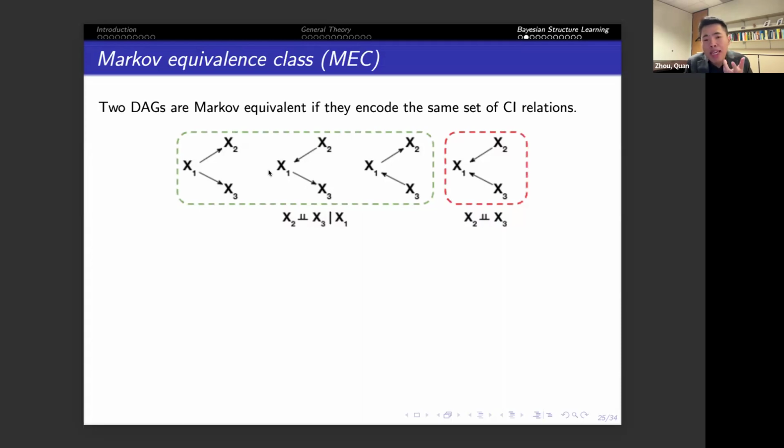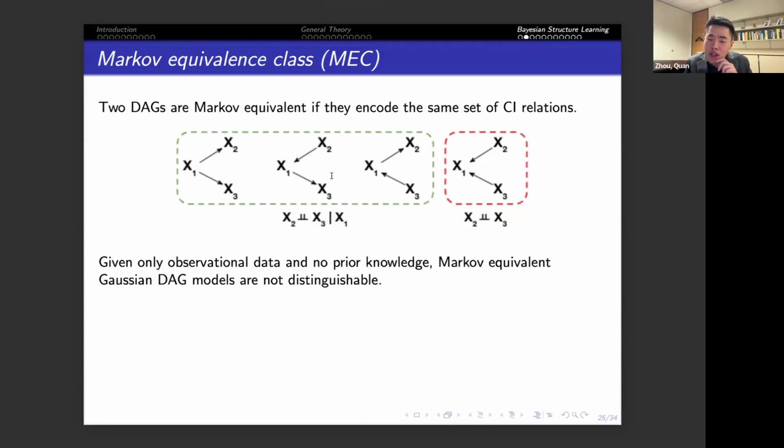Two different DAGs may encode exactly the same set of CI relations, in which case we say they are Markov equivalent. For example, if we consider these 4 DAGs here, then the 3 DAGs in the green box are all Markov equivalent, and this V structure is different from these 3 DAGs. Why is the Markov equivalence class annoying? Because if you only have observational data and you don't have prior knowledge, the Markov equivalent Gaussian DAGs are not distinguishable. So if you construct your posterior distribution properly, then the posterior probabilities for Markov equivalent DAGs will be exactly the same.